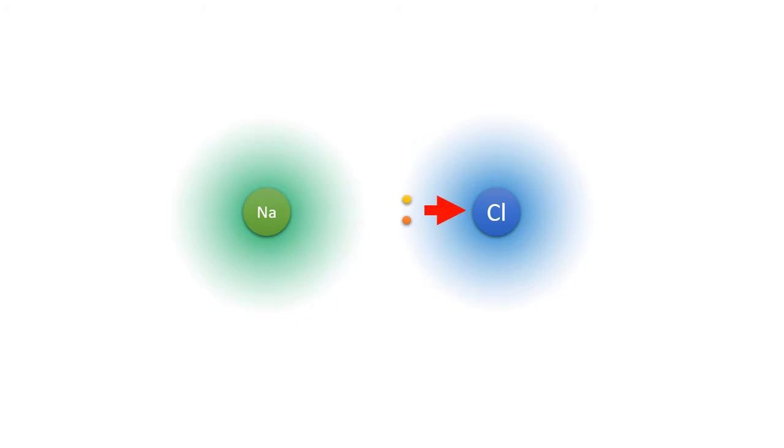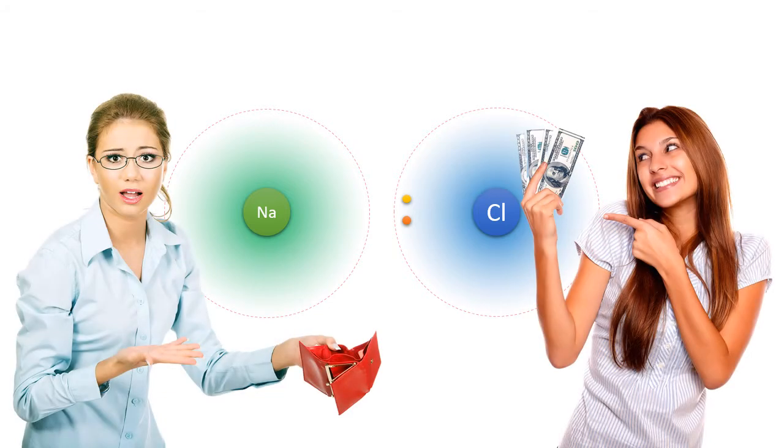Note though that no bonding has occurred here. We still have two separate particles. All that has happened is that one particle has succeeded in taking something from the other one. In doing so, though, both particles have changed.